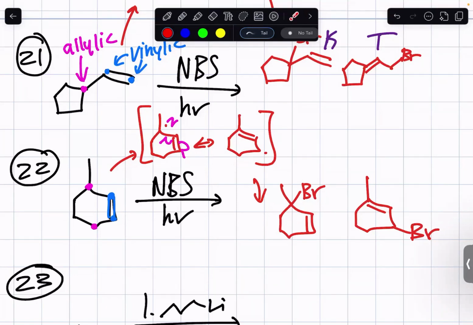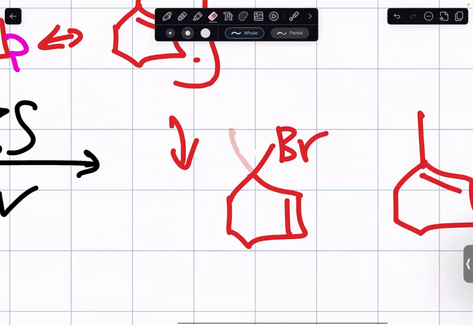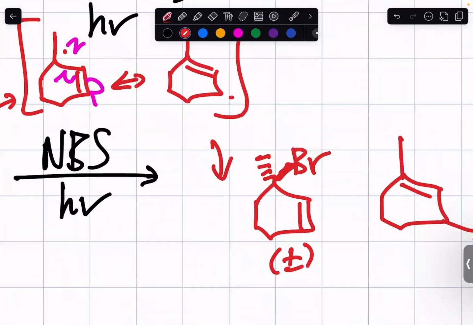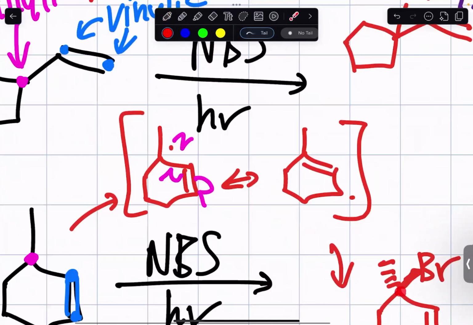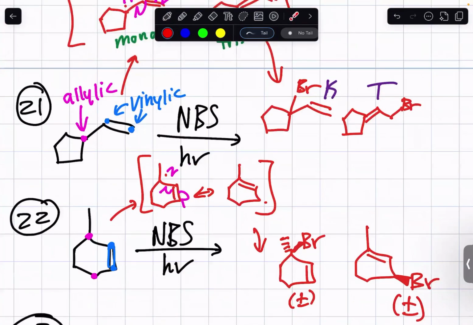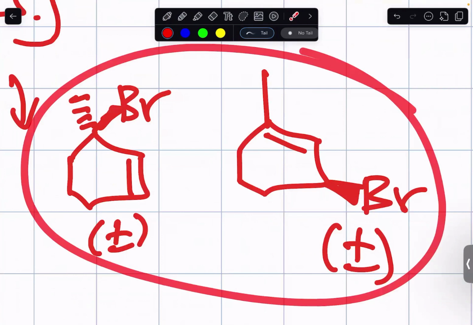There is no wedge and dash. So there actually is wedge and dash because there are chiral centers being formed here, right? So you can have wedge, dash, plus minus, or you can have wedge, plus minus, because that is a chiral center right there. And we can get chiral centers because this is a radical, flat and planar. So when it attacks the bromine, it can attack on the top or bottom side. Yeah, so for Helix, he would want these stereo centers as well.